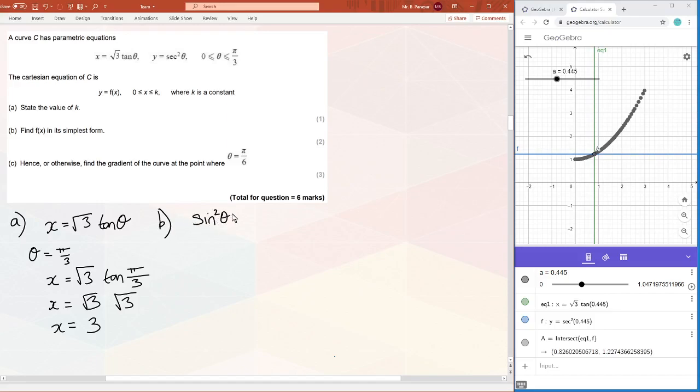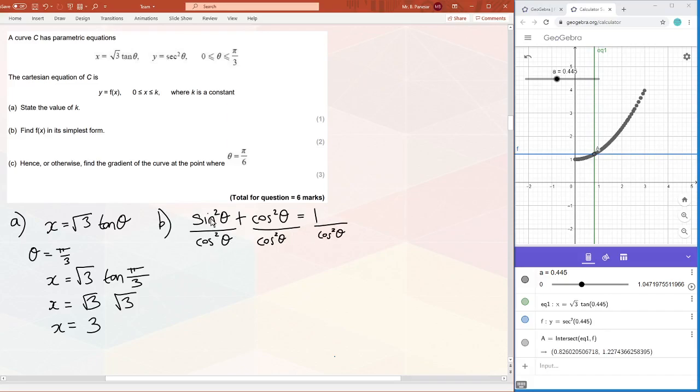So sine squared theta plus cos squared theta is equal to 1. I want to get a tan and a sec. So straight away I'm thinking, let's divide everything by cos squared theta. So if I do sine squared theta divided by cos squared theta, plus cos squared theta divided by cos squared theta, and 1 divided by cos squared theta, what do I end up with?